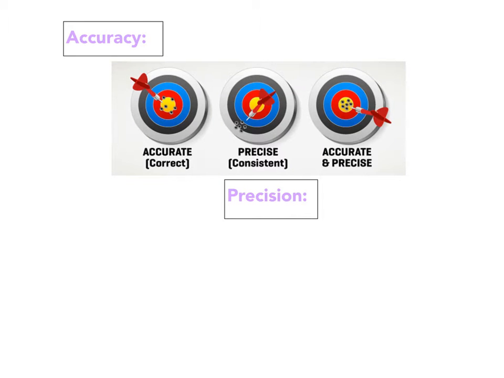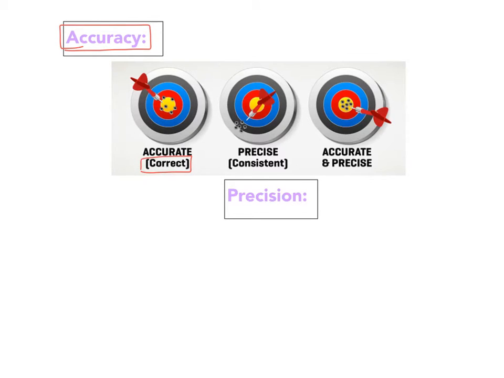When we're taking measurements in science, we want to make sure that all of our readings are not only accurate but also precise. So let's first define these two words. The easiest way to remember accuracy is to think of if you were throwing darts at a dartboard. If you were to hit the bullseye every time, you would be very accurate.